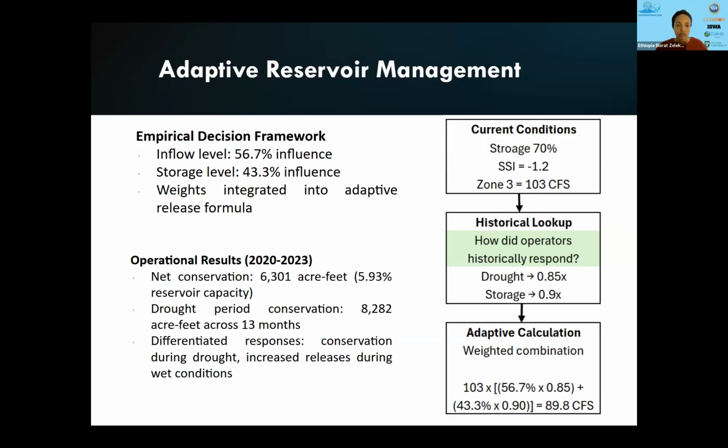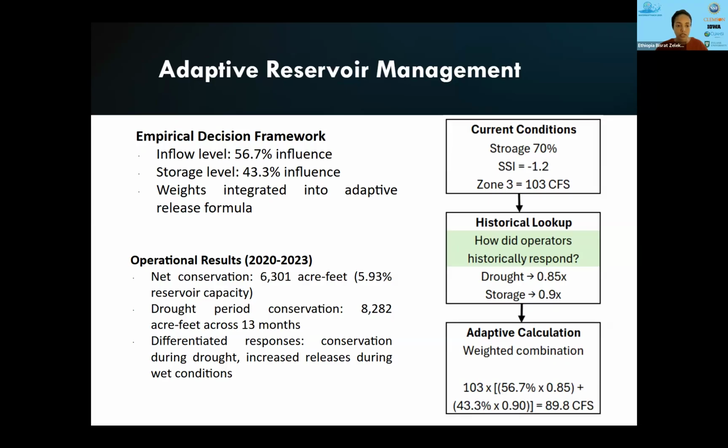Next, we have a historical lookup. Instead of guessing how to respond or just doing a baseline response, the system looks up historical patterns and sees how operators normally handled moderate droughts in the past and how they managed their 70% storage. From this, we derive an SSI factor and a storage factor. Finally, our adaptive calculation combines everything systematically.